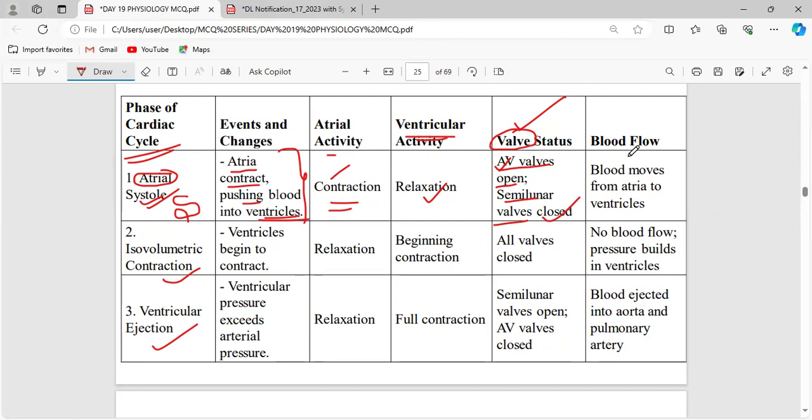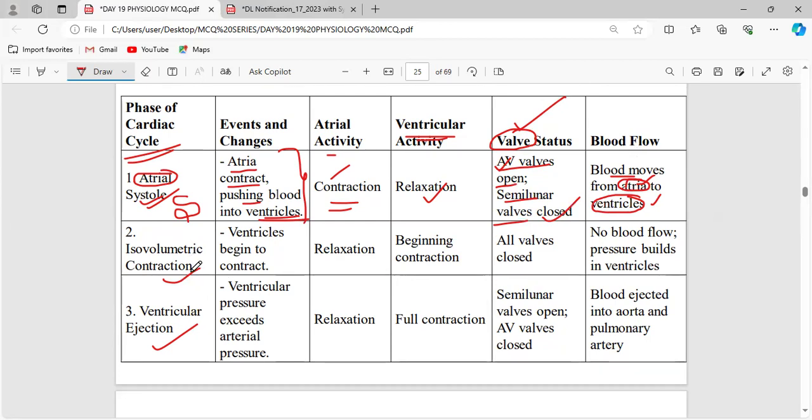And here, how will the blood flow happen in the first phase of the cardiac cycle? Here, the blood will move from the atrium to the ventricle because the atrium is getting contracted. So the blood which is present inside the atrium will move to the ventricles, as the ventricles are in the relaxation phase. So the second phase will be the isovolumetric contraction.